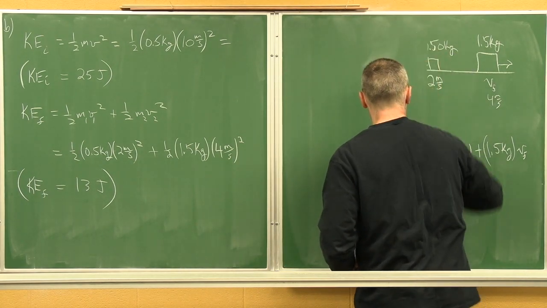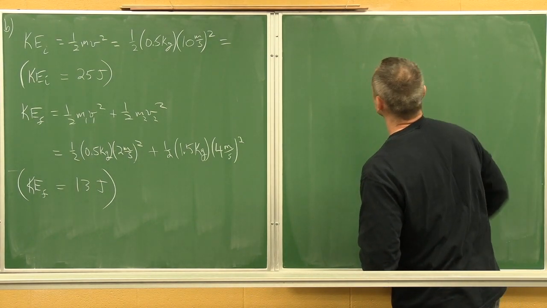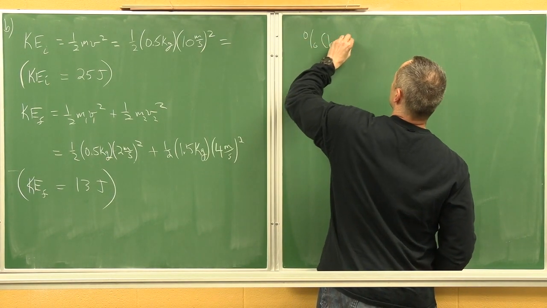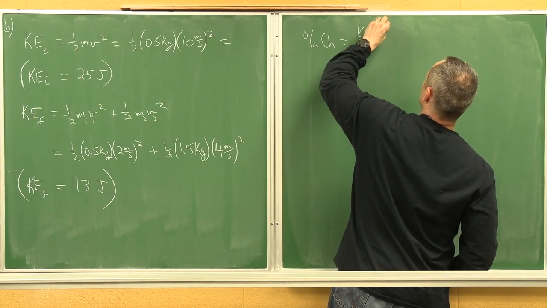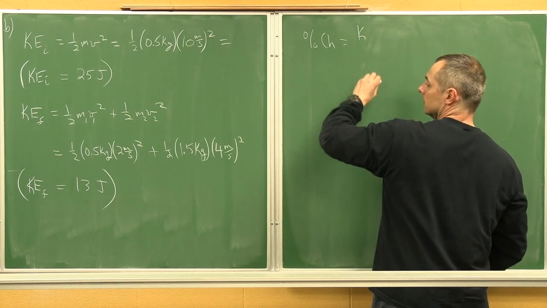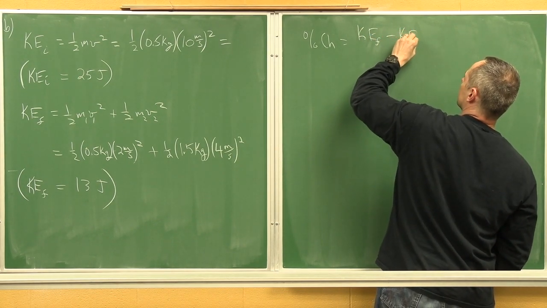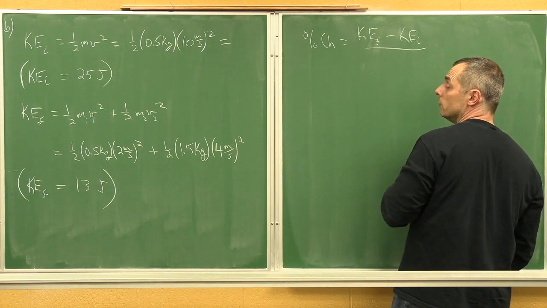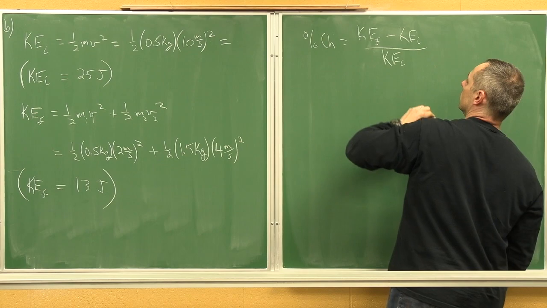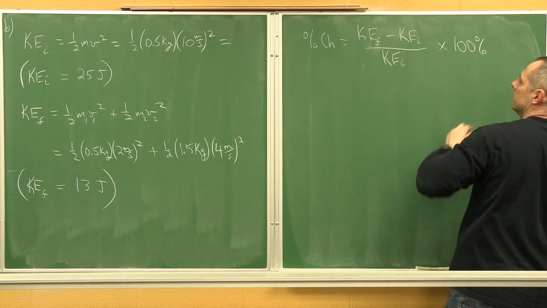But they ask for the percent change. So this is kind of like a percent error. We could say percent change, I'll write it like this, will be delta KE, K final minus K initial, all over the original KE initial. So again, it's like a percent error. And then we'll multiply that by 100%.